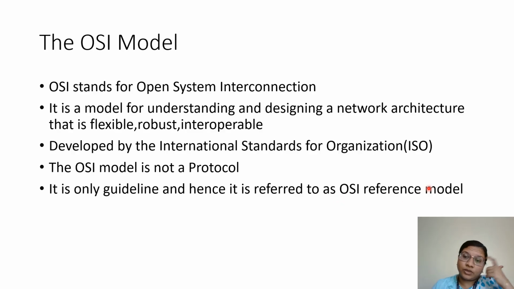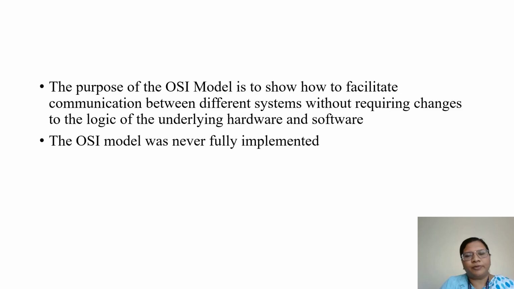What does OSI stand for? OSI stands for Open System Interconnection, a model for understanding and designing a network architecture that is flexible, robust, and interoperable. Who developed this? ISO, the International Organization for Standardization. The purpose of the OSI model is to facilitate communication between different systems without requiring changes to the logic of the underlying hardware and software. The OSI model was never fully implemented.